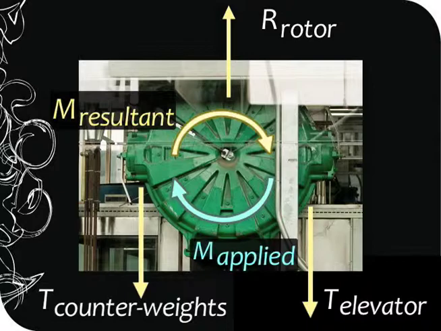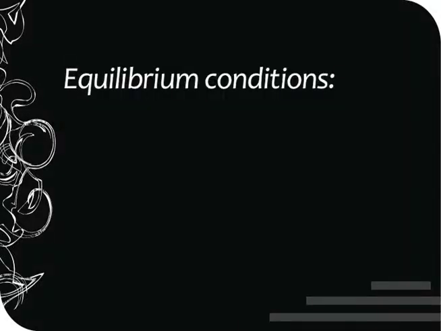For example, if the tension of the counterweights is less than the tension of the elevator, then the resultant moment is clockwise. In order for the system to remain in equilibrium, the rotor needs to apply a moment counterclockwise with the same magnitude. Remember, to define equilibrium in this system, we need for both the sum of forces and sum of the moments to equal 0.